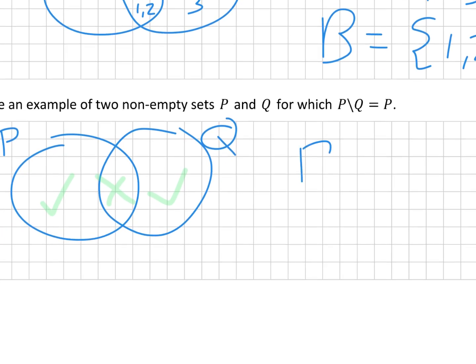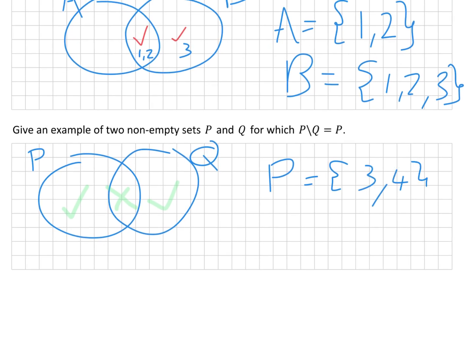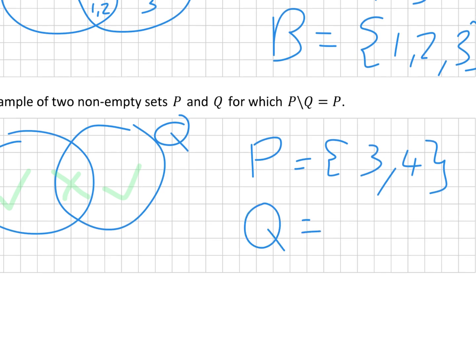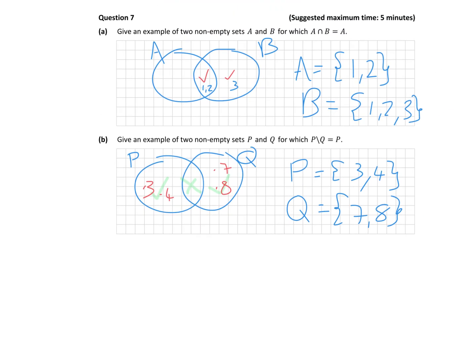So I could have P has the elements 3 and 4 in it. Q has the elements 7 and 8 in it. And there's nothing in the intersection. So P less Q is the same as P. That's what we're trying to get to. Here's P less Q. It just has 3 and 4. We ignore the intersection, and it's the same as the whole set P. So the full set P isn't missing anything from there.